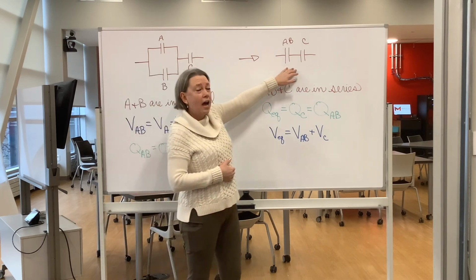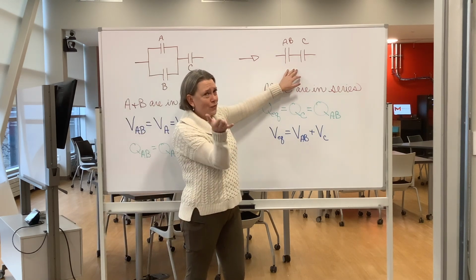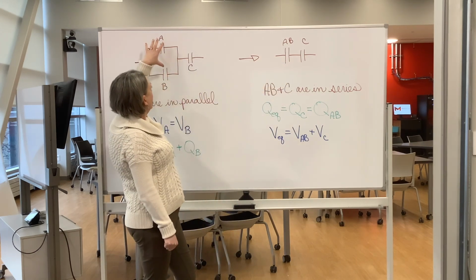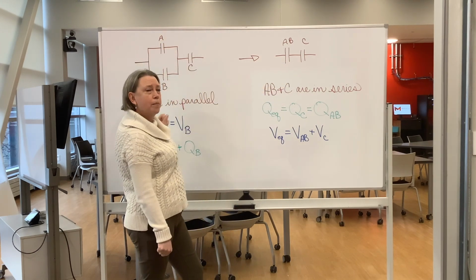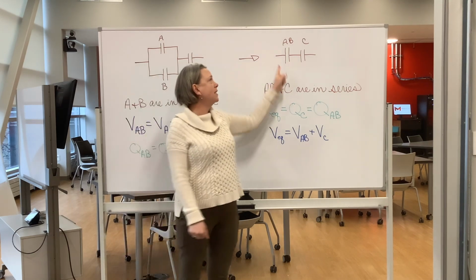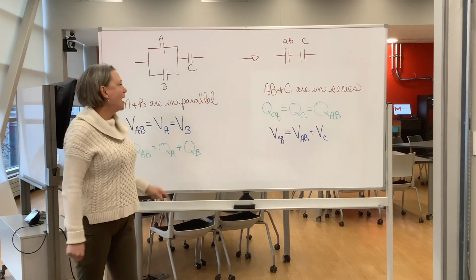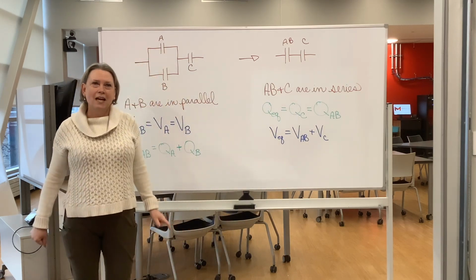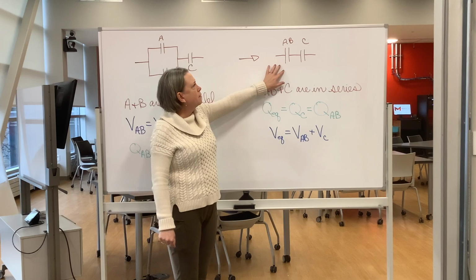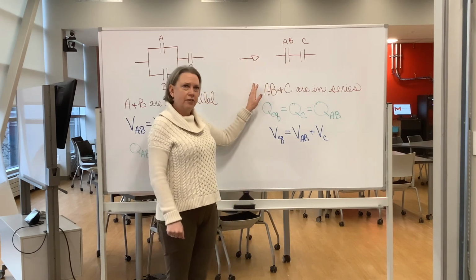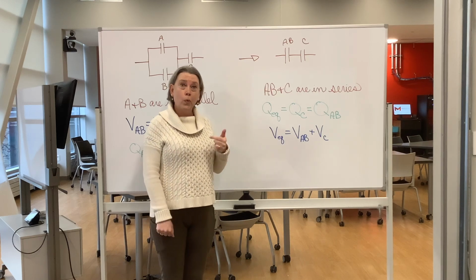And I recommend resketching, as you've seen me do. What we're resketching here is if we were to remove A and B and replace it with a capacitor that had the same capacitance as if you had A and B connected in parallel. So that's my reduced AB capacitor plus C. Those are in series. Now let's look at what the rules are.